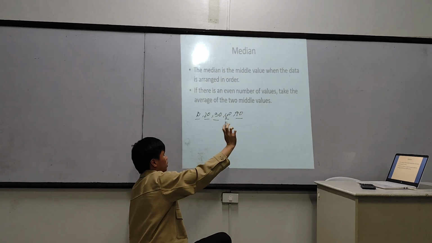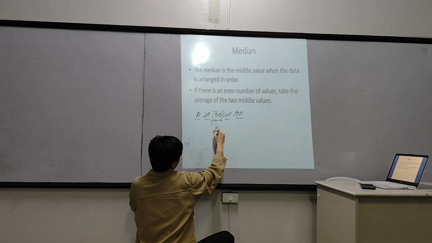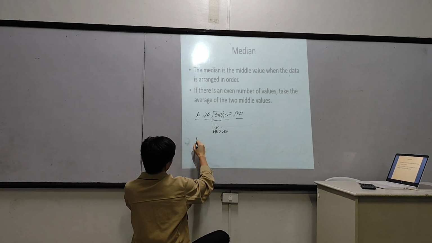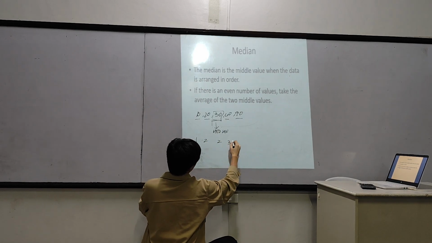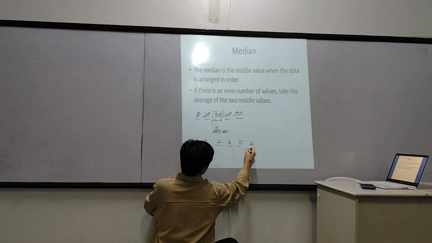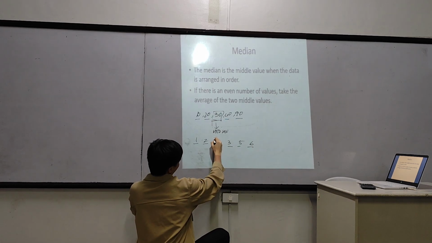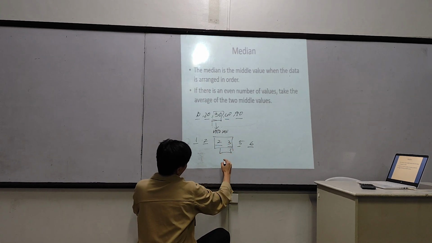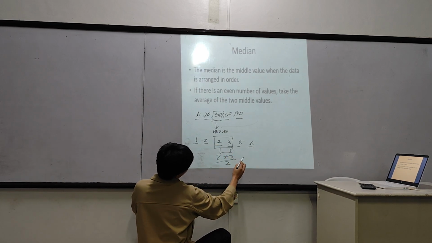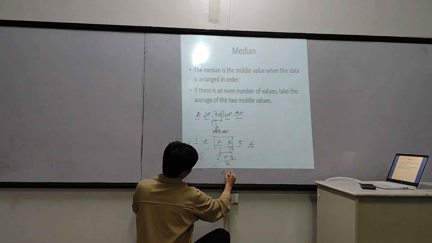So if it is odd, the center is the median. Now, how about if it is even? Let's assume 1, 2, 2, 3, 5, and 6. So 1, 2, 3, 4, 5, 6, there are 6, an even number. So we take both centers, add them together, 2 plus 3, and divide by 2. So the median of this data set is 2.5.